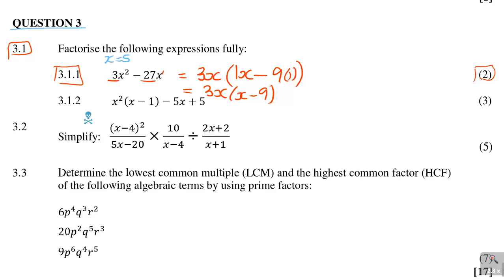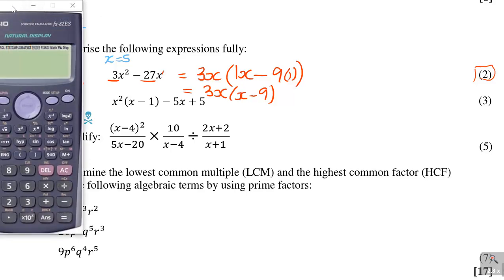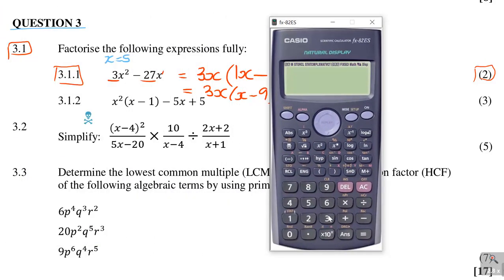We put it in the first one and we put it in the last one. If the answers are matching, then it means we're correct. So let's do it. 3 times, we said x is 5, so 5 squared minus 27 times 5. My answer is minus 60.